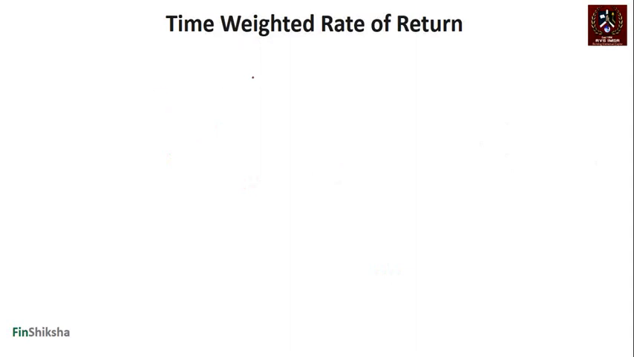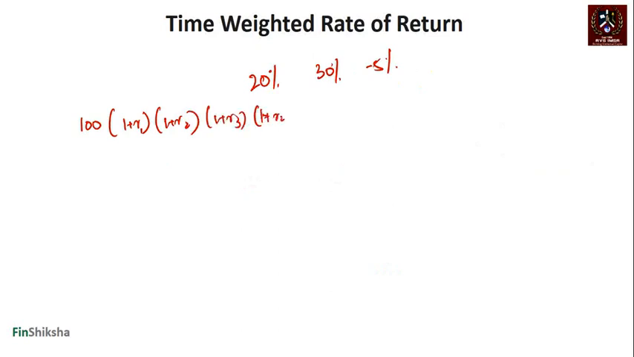Now we have 20%, we have 30%, we have minus 5, and we have a couple of other numbers, right? So in effect we have 100 rupees invested, and in the first year it gives R1, in the second year it gives R2, in the third year it gives R3, in the fourth year it gives R4, fifth year it gives R5, and that's what we are equating to what is going to be the actual annualized number over 5 years. That's the equation we are effectively trying to solve, right?